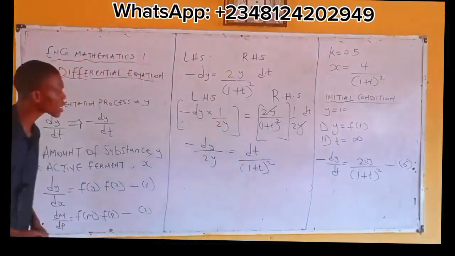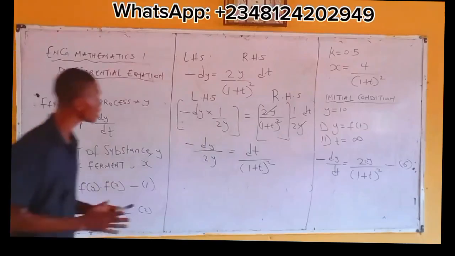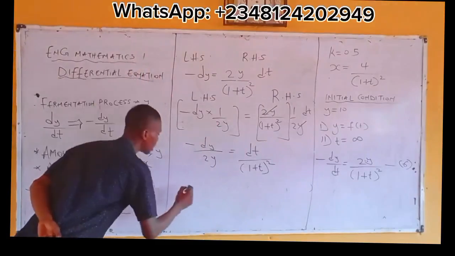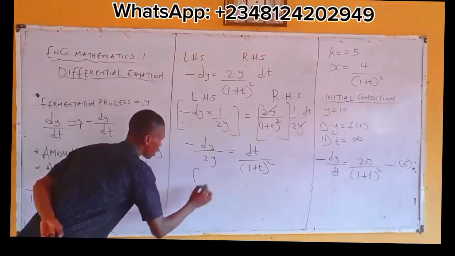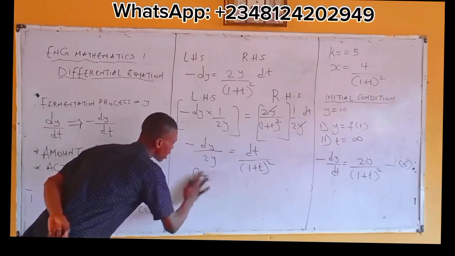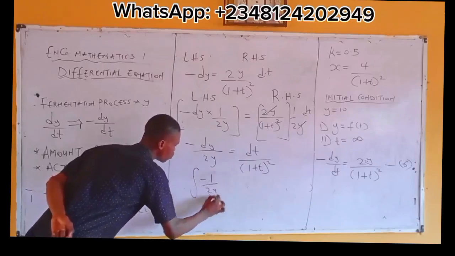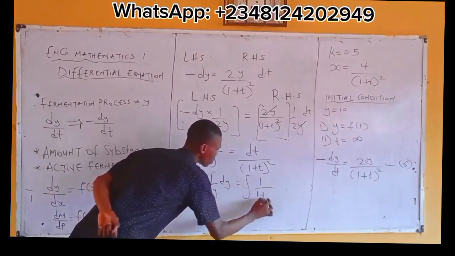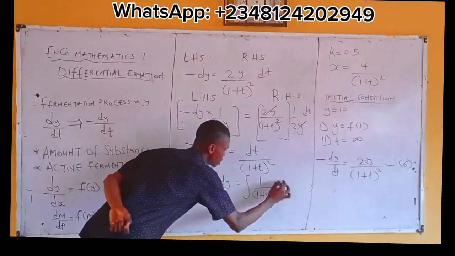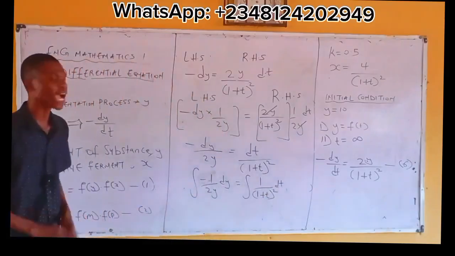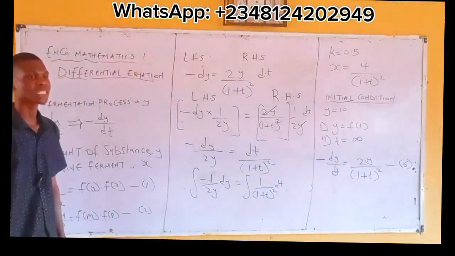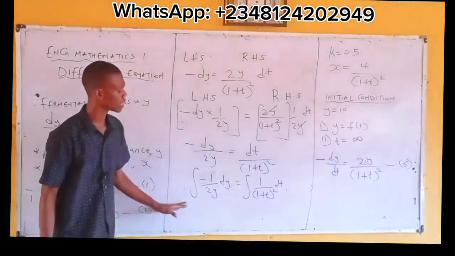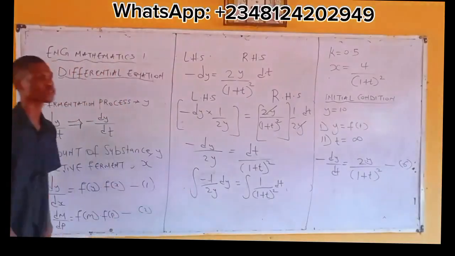Now integrate both sides. Meaning introduce your integral sign. By integral, we mean the integral of negative 1 over 2y dy equals the integral of 1 over 1 plus t all square dt. Now apply the idea of integration. From here, let's integrate the left hand side. From this left hand side, factor out your constant.